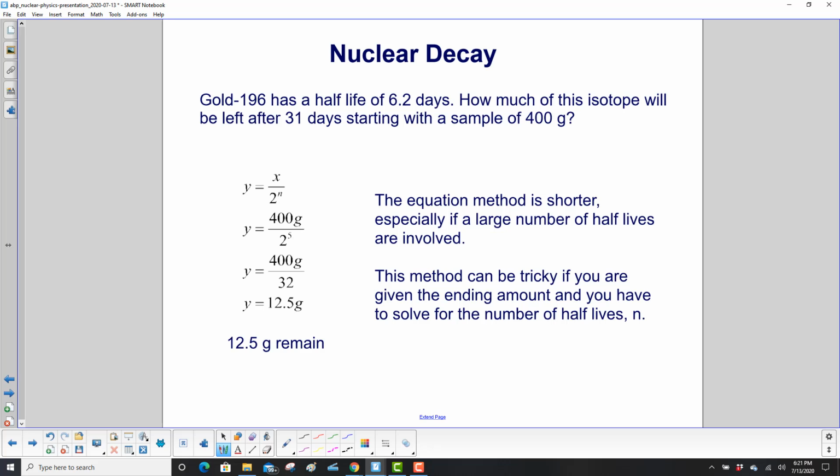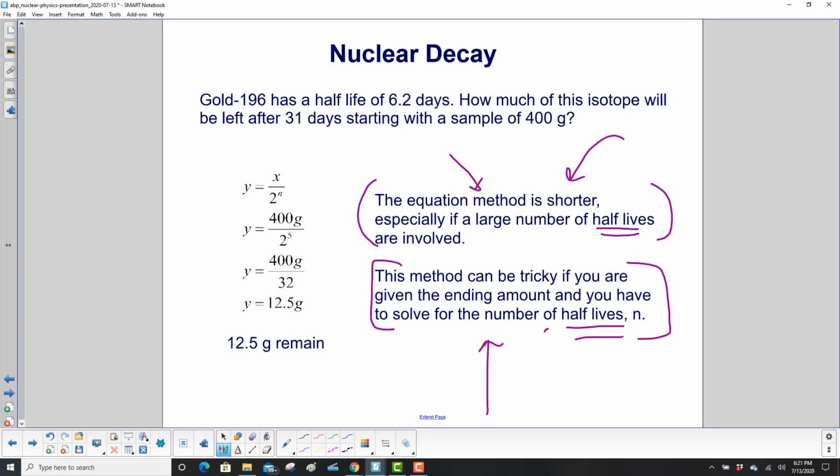In this case, the equation method is shorter, especially if you have a large number of half-lives or a non-integral number of half-lives. However, this method can be tricky if you're given the ending amount and you have to solve for the number of half-lives n. Then you have to do some trickier math. Obviously, it can still be done, but you have to choose which method works for your situation. And we've given you 2 examples here. Right, so this one, use algebra, and then this one, the table method would probably work better for you.